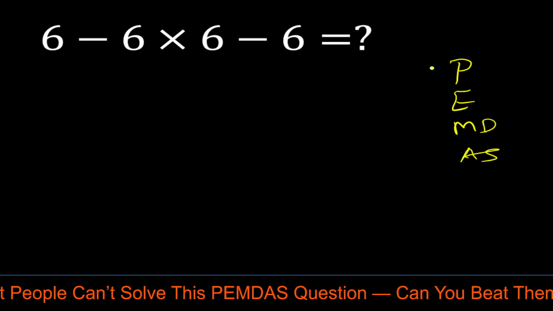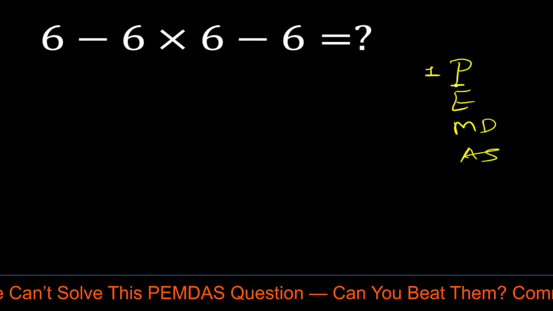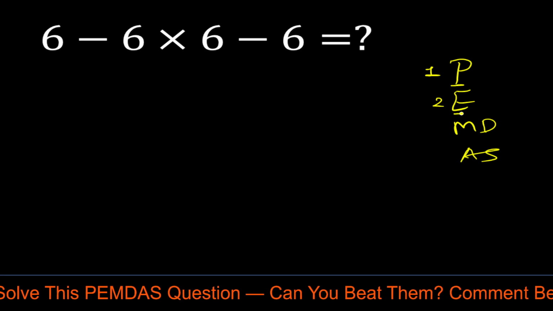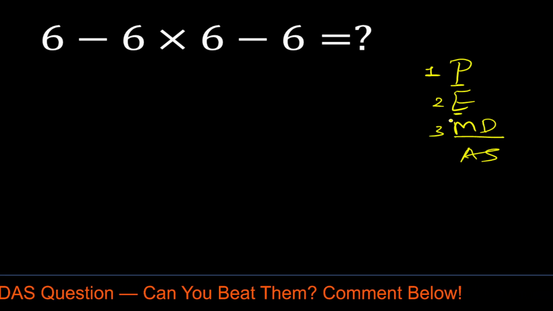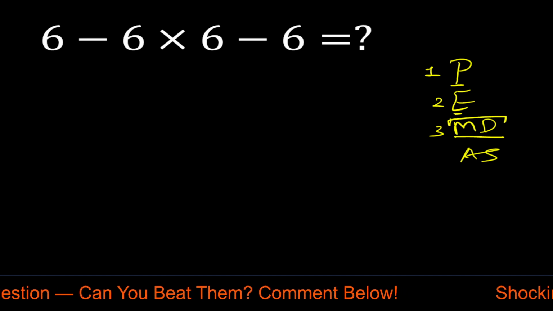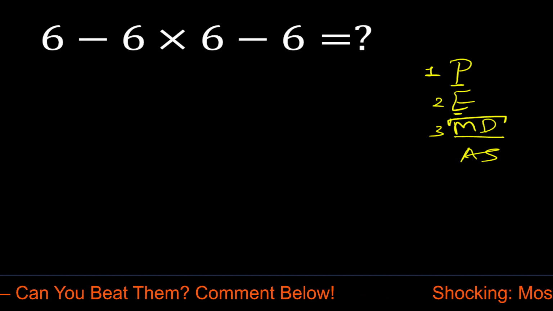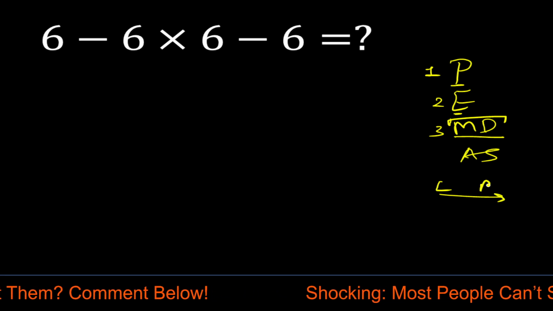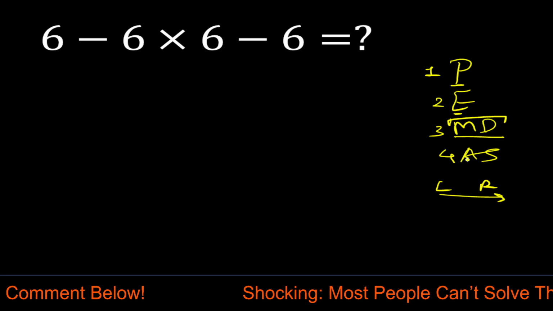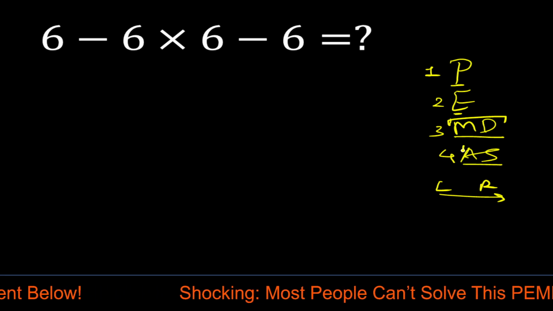P-E-M-D-A-S. According to the PEMDAS rule, first priority is parenthesis, then second priority is exponent, then third priority is multiplication and division. Here multiplication and division both have equal priority. So we have to solve it from left to right. Then fourth and last priority is addition and subtraction.